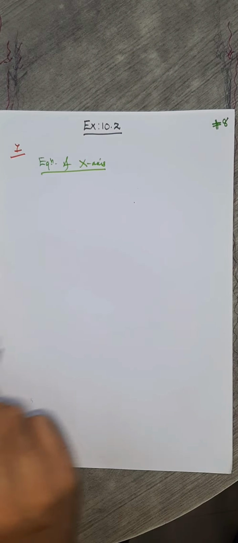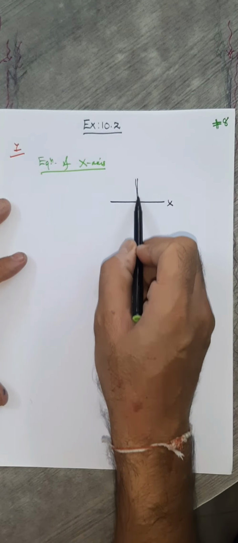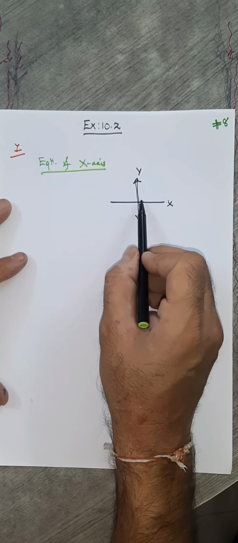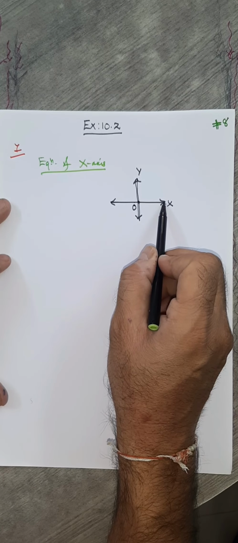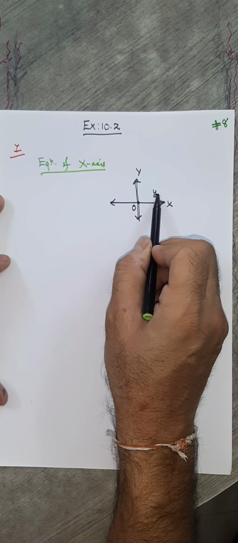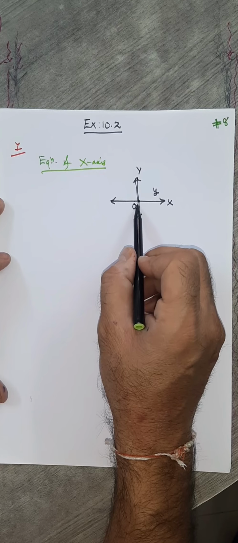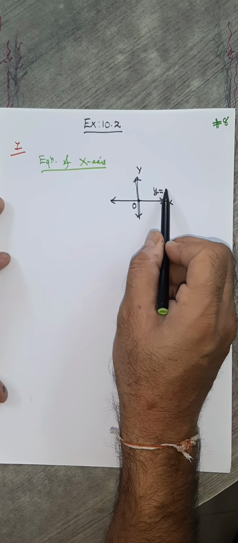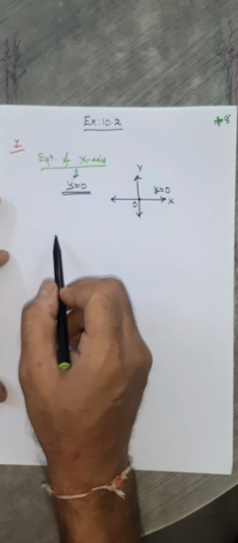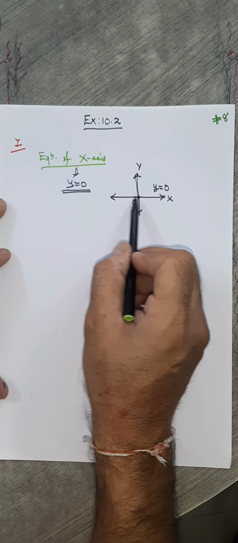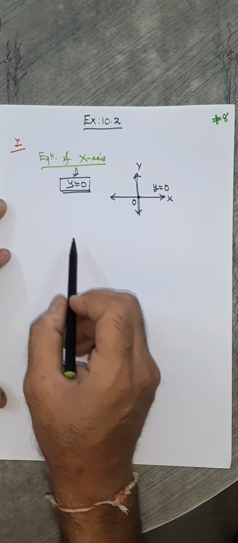Now what is the x-axis? You know, it's a horizontal line parallel to the ground. This is the y-axis. It passes through the origin. I already mentioned that on a horizontal line, everywhere the y coordinate remains constant. Here everywhere the y coordinate will be 0. So the equation of the x-axis is y equals 0. Why? Because it is a horizontal line through the origin. Everywhere the y coordinate remains the same.